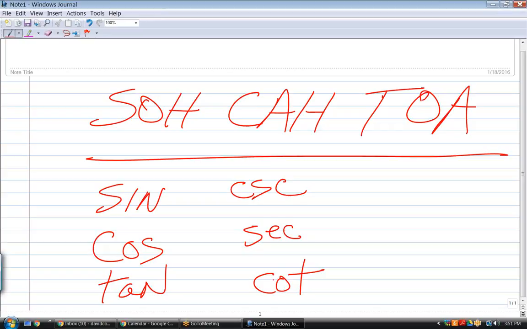Each of these, I'll call them secondary trig functions. Let's call these primary, the three on the left, and let's call these secondary. Even though there's nothing secondary about them, all six trig functions are equally important. It's just that each of these three secondaries is the reciprocal of the primary. Cotangent is the reciprocal of tangent. Cosine is the reciprocal of secant. And cosecant is the reciprocal of sine.